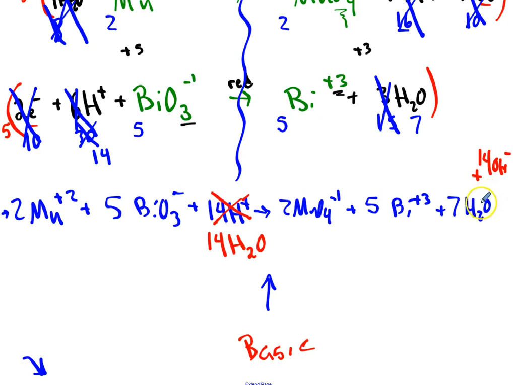So now I adjust. The smaller of the two numbers cancels. So the 7 waters on the right cancels out. And I subtract 7 from 14. So I have 7 H2O left. And then I have just this plus 14 OH-. You okay with that? Okay. That's how you do it if it's basic.